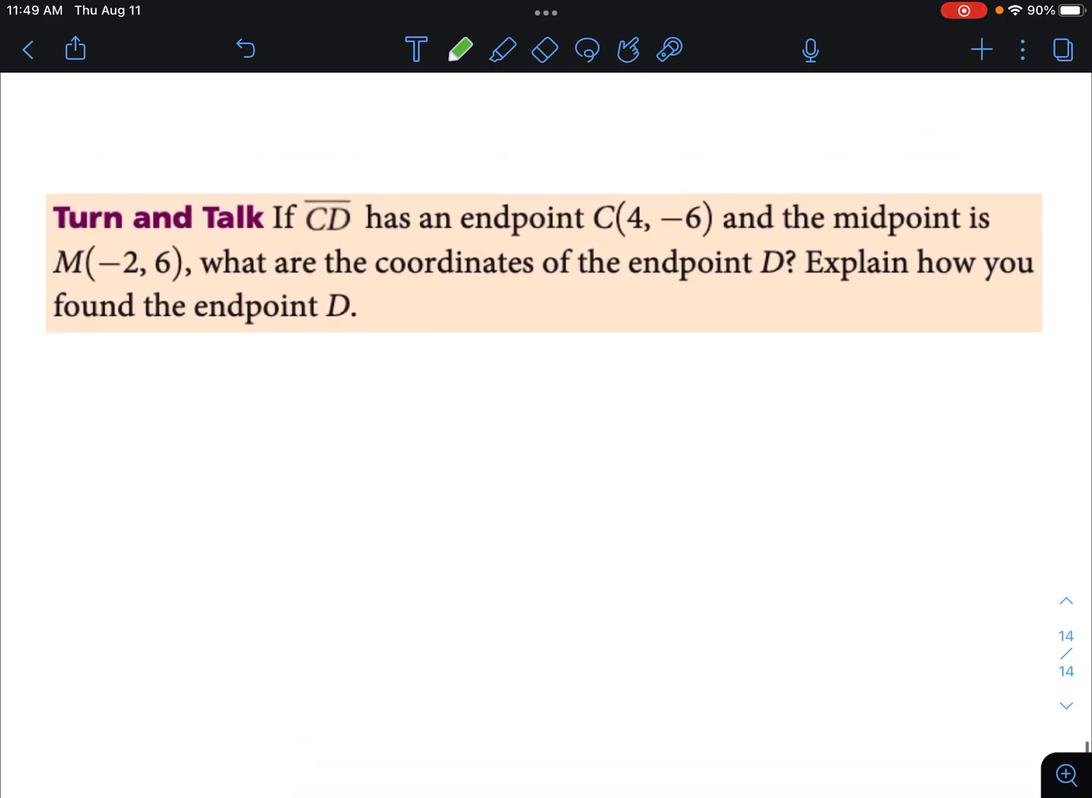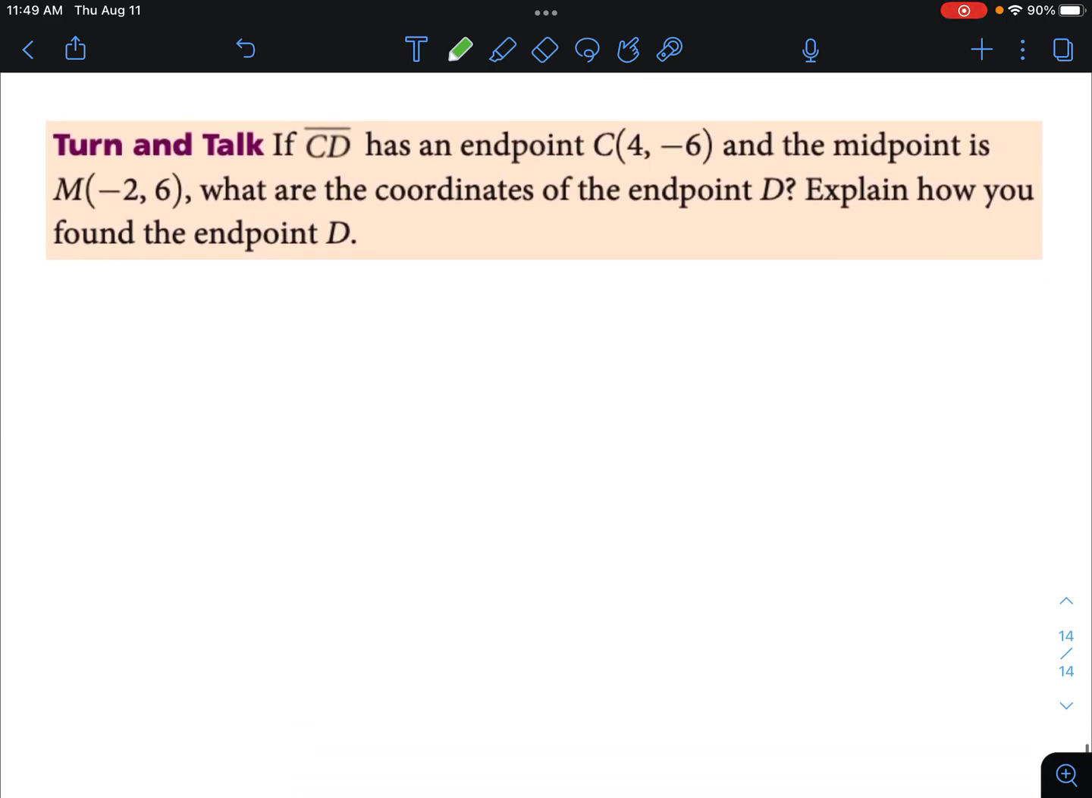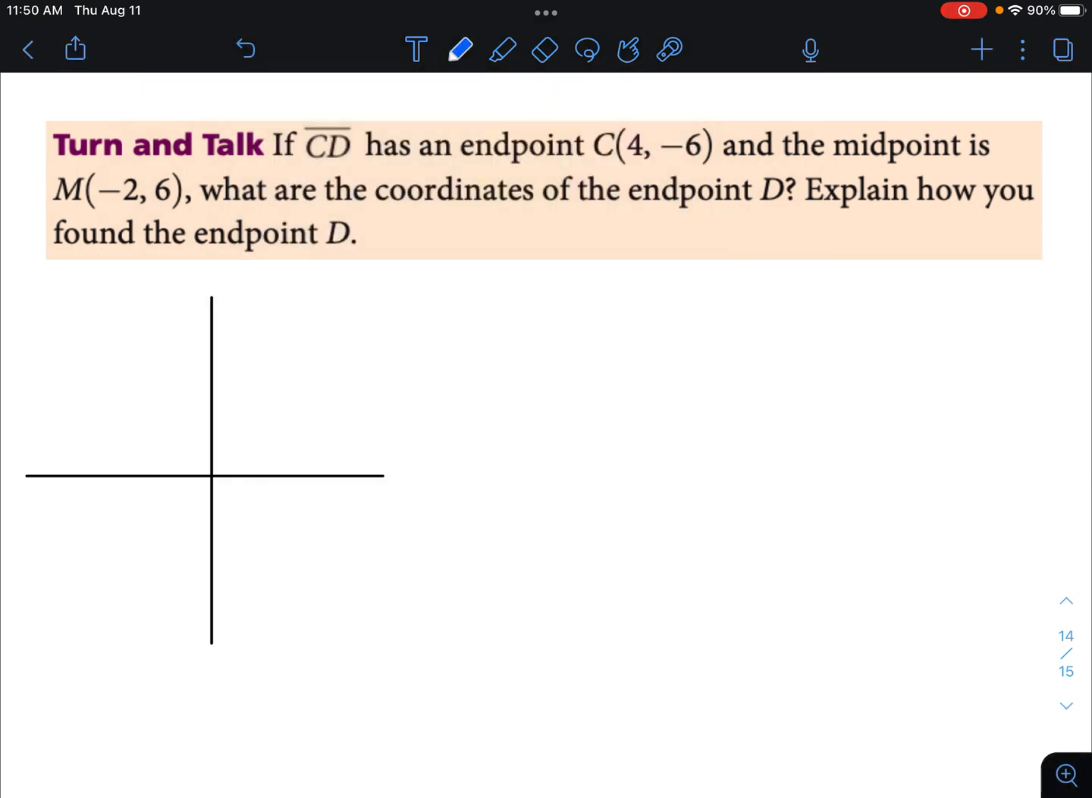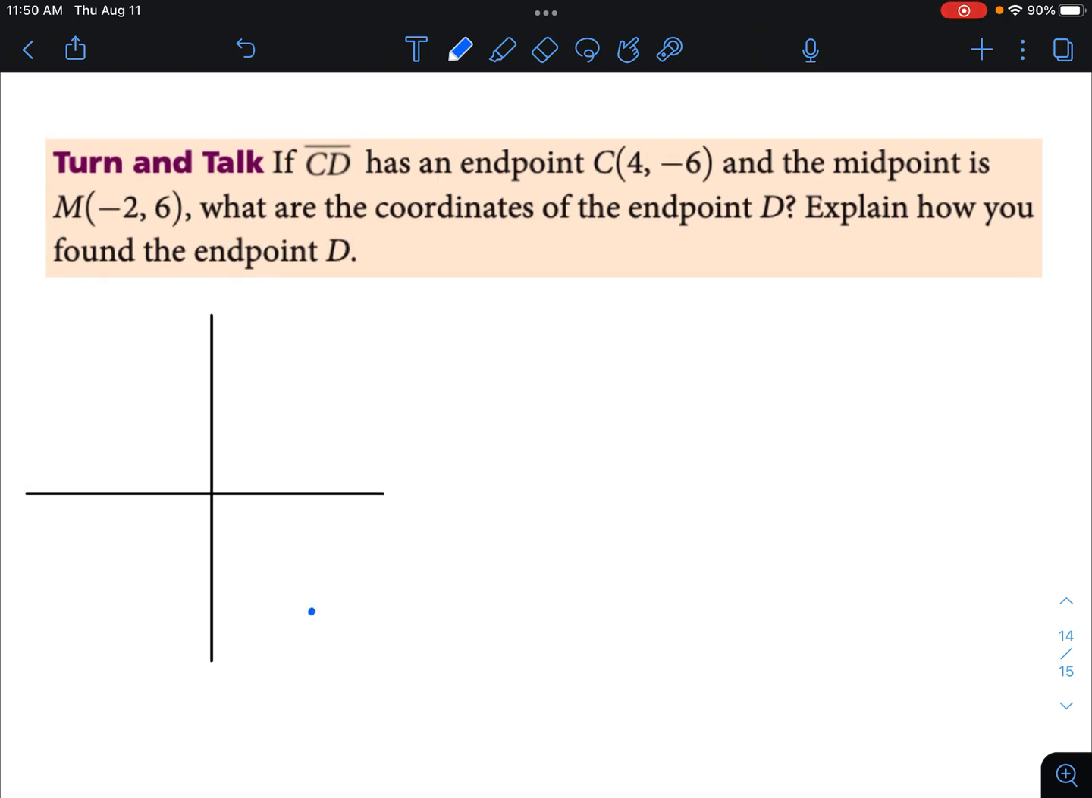If you'd like to try this on your own, here's another example. This one takes a little bit more to it, but we'll go through it together. It says if CD has an endpoint at (4, -6), and for this one I actually will make another coordinate plane to demonstrate one more time. So C has an endpoint at (4, -6). I'm thinking, okay, to the right 4, down 6, that's about where C's at.